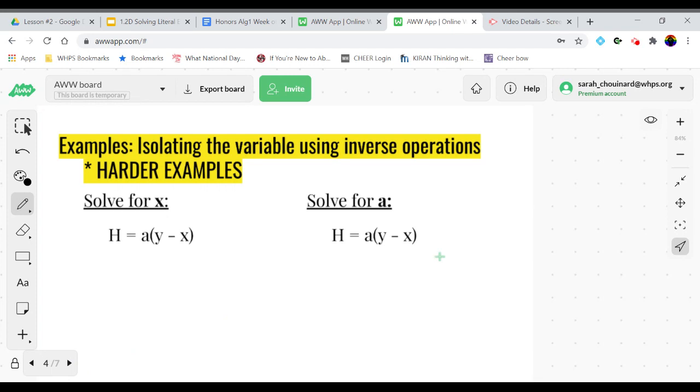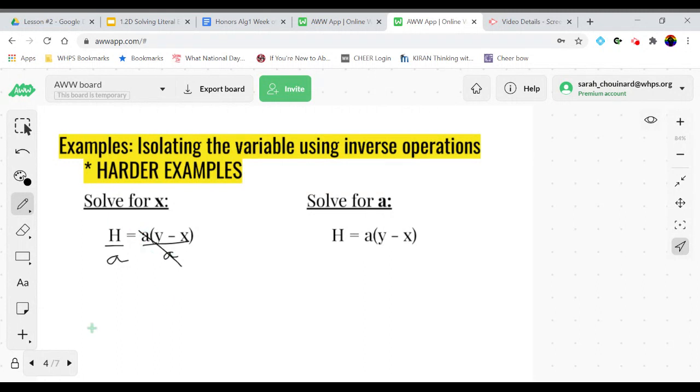So we've got a couple of harder examples. And the reason these are harder is because we have parentheses. And so what I want us to do is anytime we see a times y minus x, so a variable outside of parentheses, I want us to realize that this is multiplication. So to get rid of it, instead of distributing, because sometimes distributing actually makes these problems harder, I'm going to divide both sides by a. So that gets rid of the times a in front.